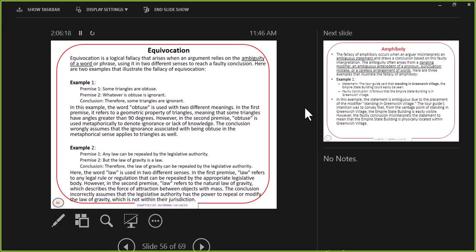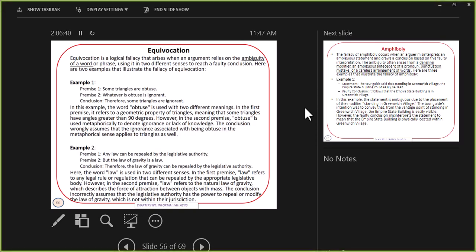For example, some triangles are obtuse, whatever is obtuse is ignorant, therefore some triangles are ignorant. Any law can be repealed by legislative authority, but the law of gravity is a law, therefore the law of gravity can be repealed by the legislative authority. It is wonderful. Which word is used ambiguously in this example? Some triangles are obtuse, whatever is obtuse is ignorant, therefore some triangles are ignorant.